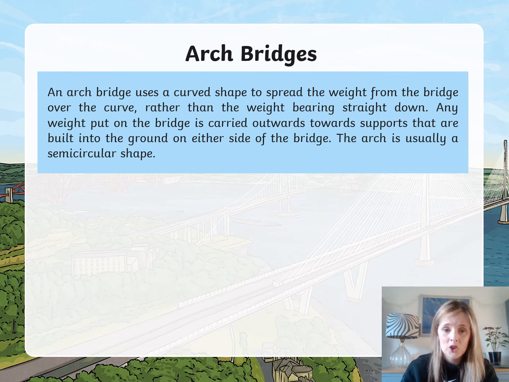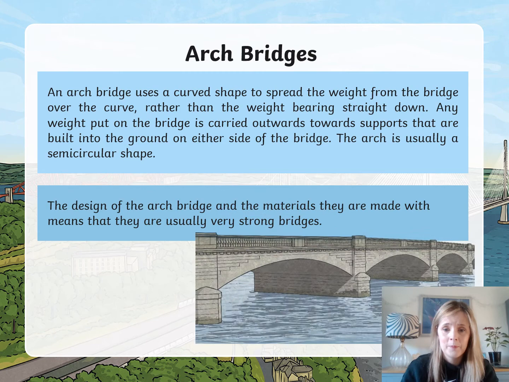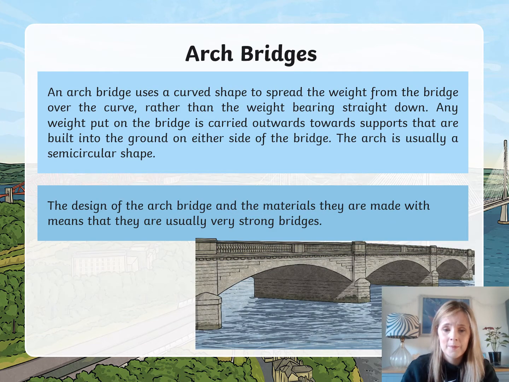An arch bridge uses a curved shape to spread the weight from the bridge over the curve rather than the weight bearing straight down. Any weight put on the bridge is carried outwards towards supports that are built into the ground on either side of the bridge. The arch is usually a semicircular shape.